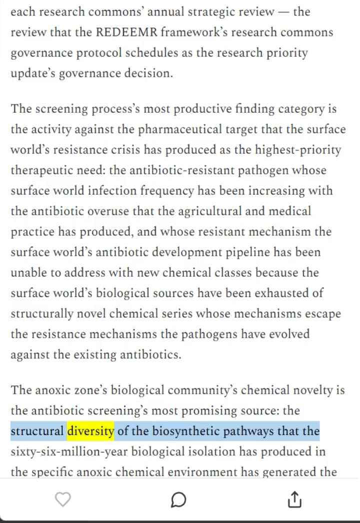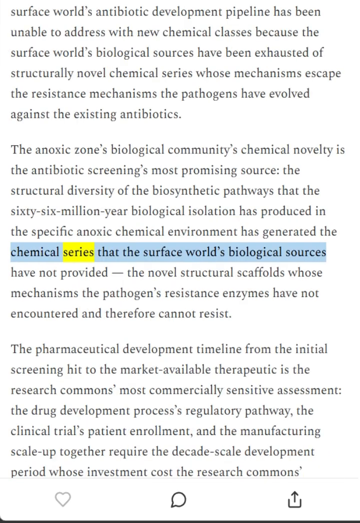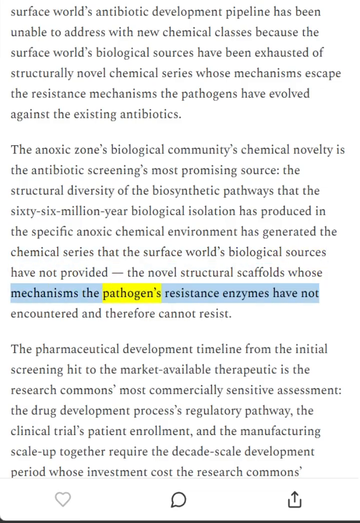The structural diversity of the biosynthetic pathways that the 66 million year biological isolation has produced in the specific anoxic chemical environment has generated the chemical series that the surface world's biological sources have not provided. The novel structural scaffolds whose mechanisms the pathogen's resistance enzymes have not encountered and therefore cannot resist.